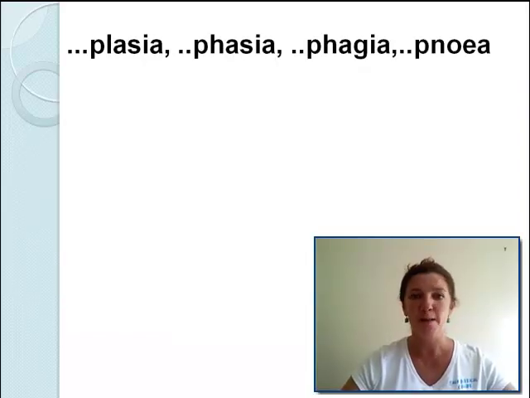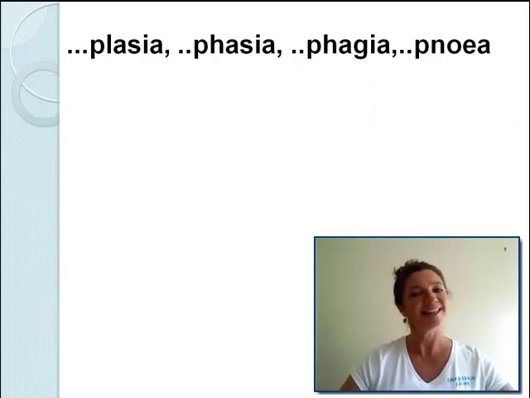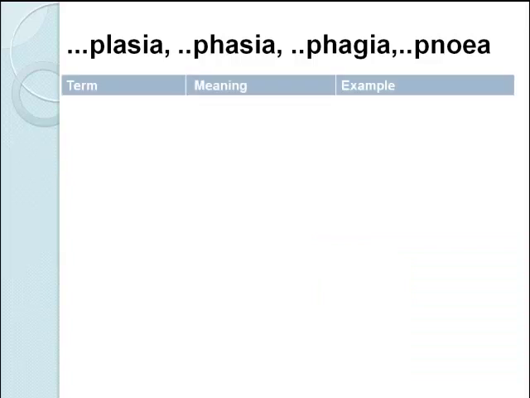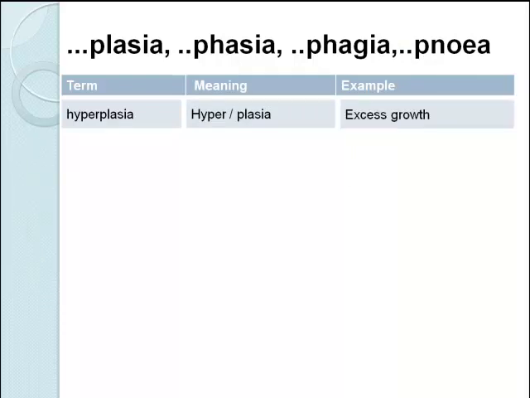The suffixes plasia, phasia, phagia, and nia, or the P's. Let's look at our first term. Hyperplasia. Let's break it down. Hyper, break, plasia. Hyper means excess, too much. So therefore it's excess growth or excess formation.